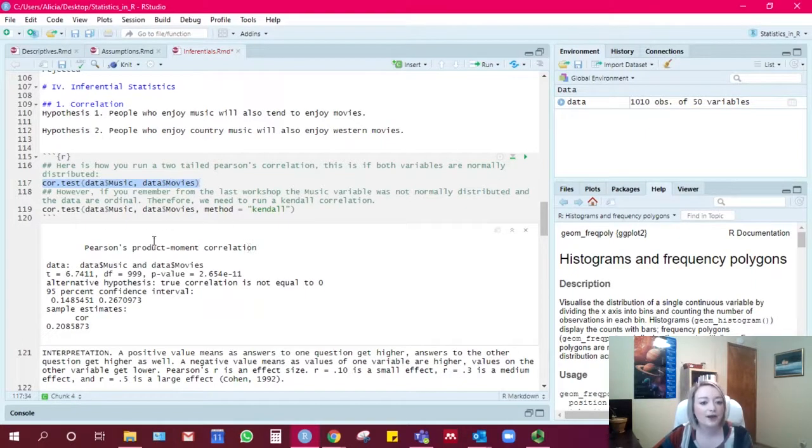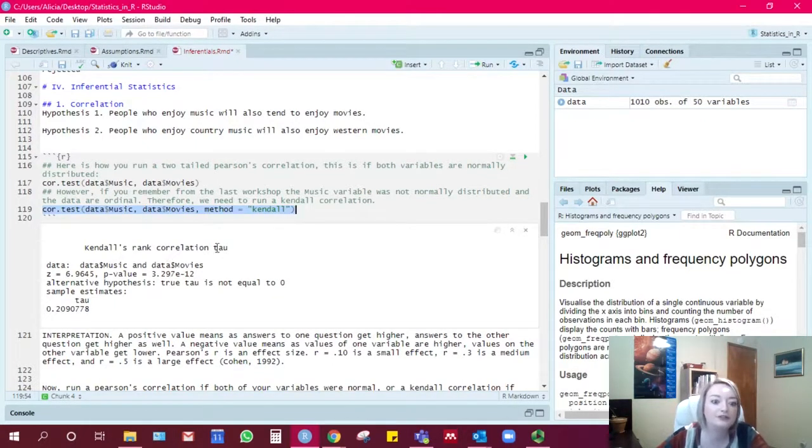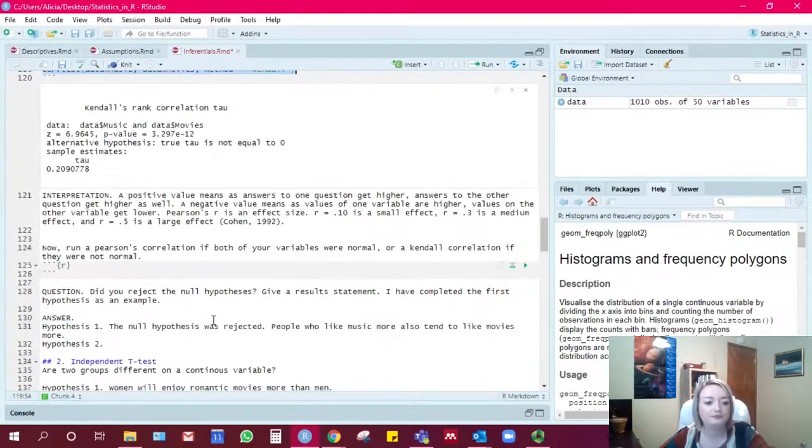But if you remember from last time, the data was not normally distributed. Music was a skewed variable. So you can actually do a Kendall correlation in that case with a non-normal variable to see if the two are related. And you see the p-value is 3.29 times 10 to the negative 12. So that's 0.00011 times 329. So very, very small p-value. So these two things are related. People who tend to like music more also tend to like movies more.